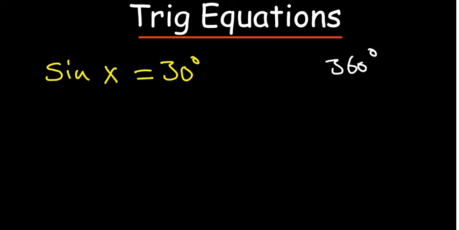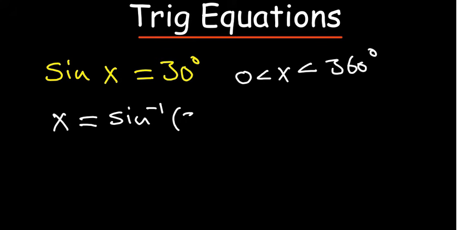For instance, x should be less than 360 degrees, and of course from 0. So how do you basically get to answer that question? So for your own information, in cases where calculators are allowed, but in most cases they're not allowed, x is going to be sine inverse of 30 degrees.